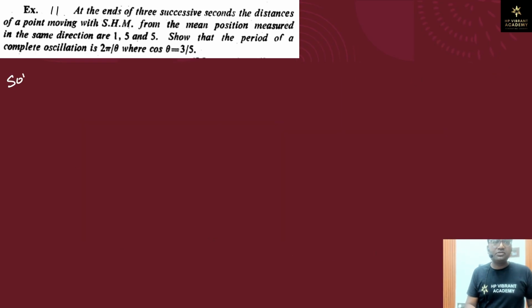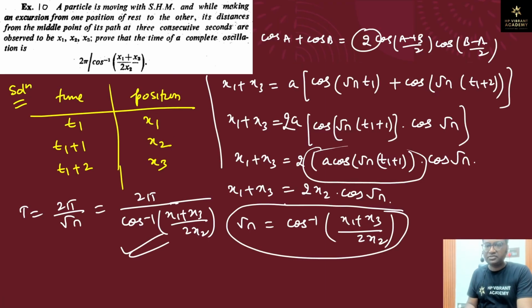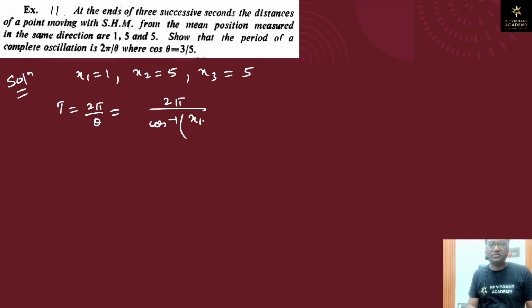So similarly, we can solve this. At the ends of 3 consecutive seconds, the distances of the point moving in SHM from the mean position are x1 is equal to 1, x2 is equal to 5, x3 is equal to 5. So what is the time period? Time period is equal to 2 pi upon theta, which is 2 pi upon cos inverse of what we have found in the last slide, x1 plus x3 upon 2x2.